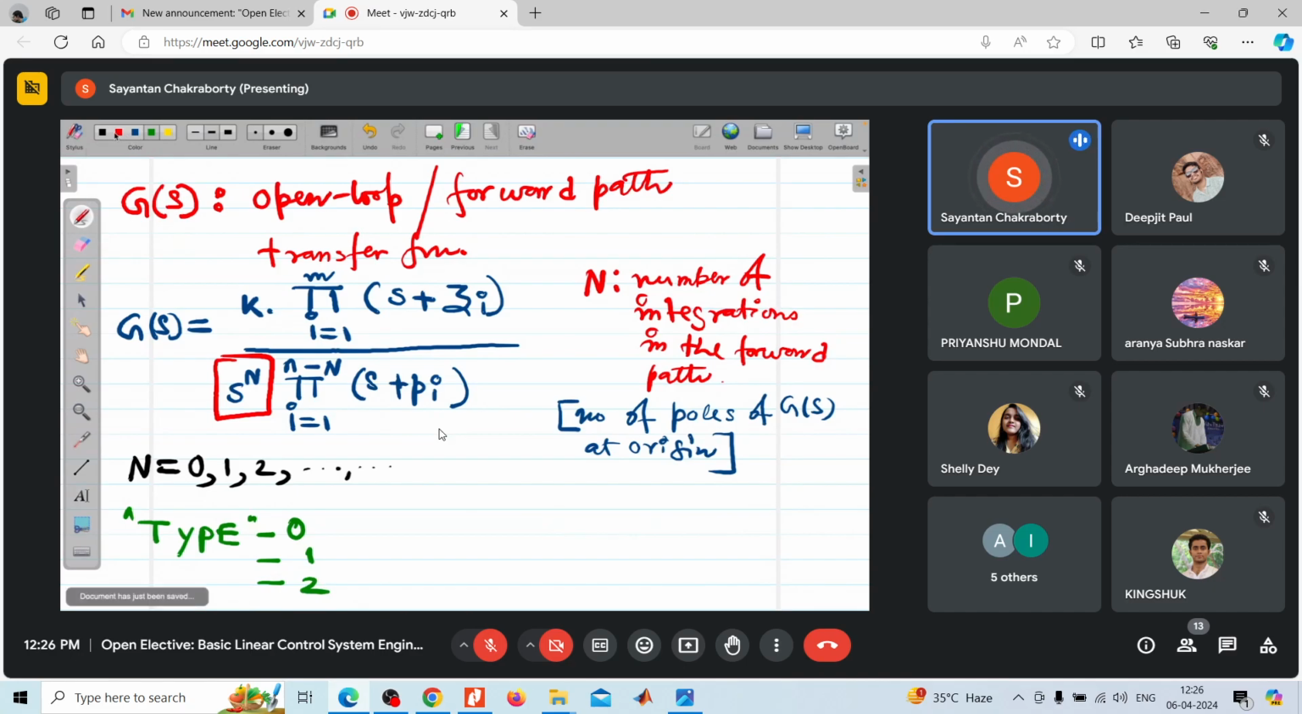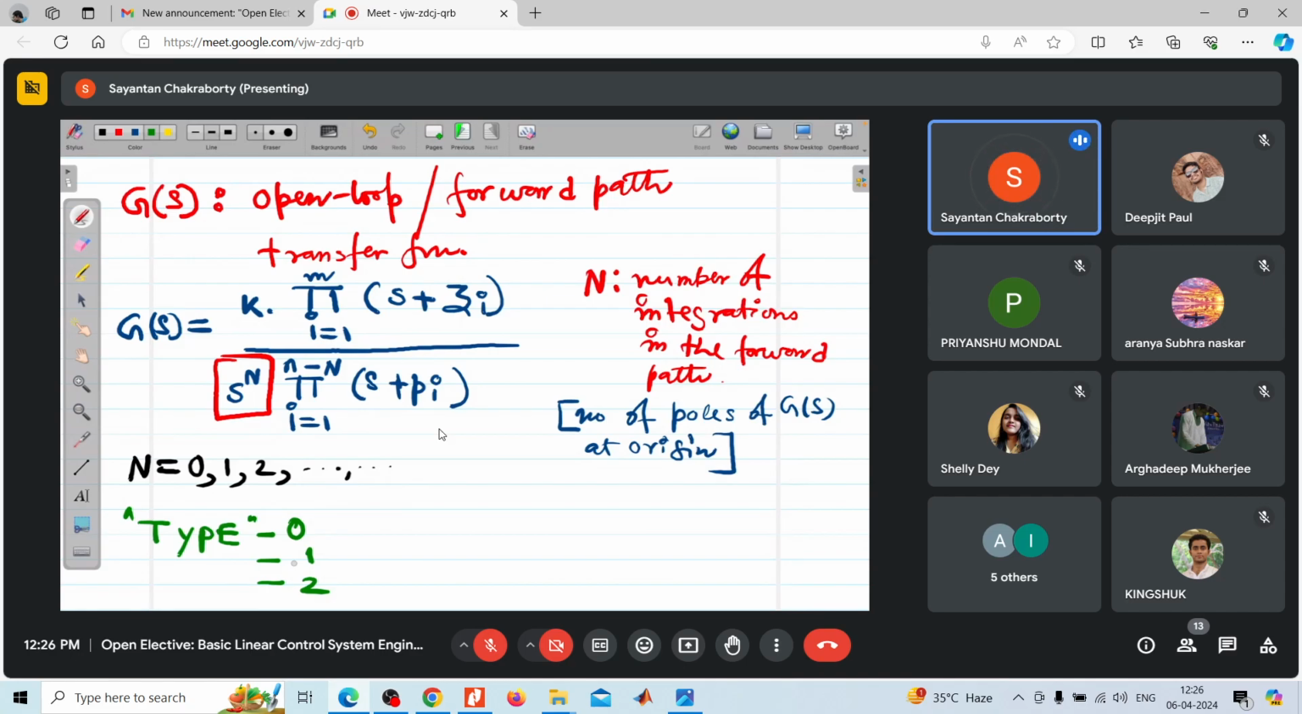So for a type 0 system, the G(s) will have no such s to the power n term. So it will be all (s plus zi), (s plus pi), no pole at origin. For a type 1 system, there will be exactly one pole at origin, that is a single factor s. That means a single integrator in the forward path. For type 2, two integrators in the forward path, that is s square.